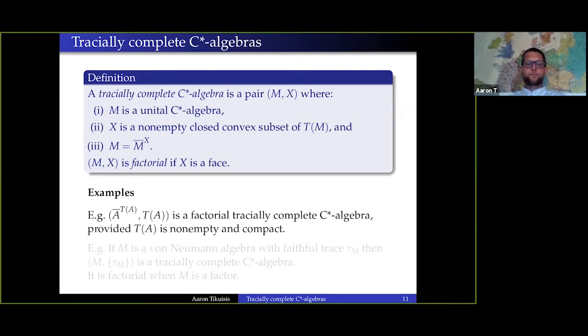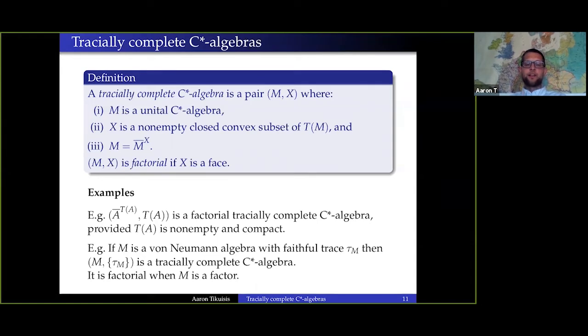That forces that. Okay. Another example, if you take a von Neumann algebra and it has a faithful trace, then you can let M be this von Neumann algebra, and you just take a singleton set, and that'll be a tracially complete C-star algebra. We don't care much about that in general, but when M is a factor, which means it has unique trace, then it becomes a factorial tracially complete C-star algebra. And this, I believe, is where factorial comes from, although I didn't come up with this. Co-authors came up with this name, so I'm just guessing a bit here. That is the reason. Thanks, Chris.